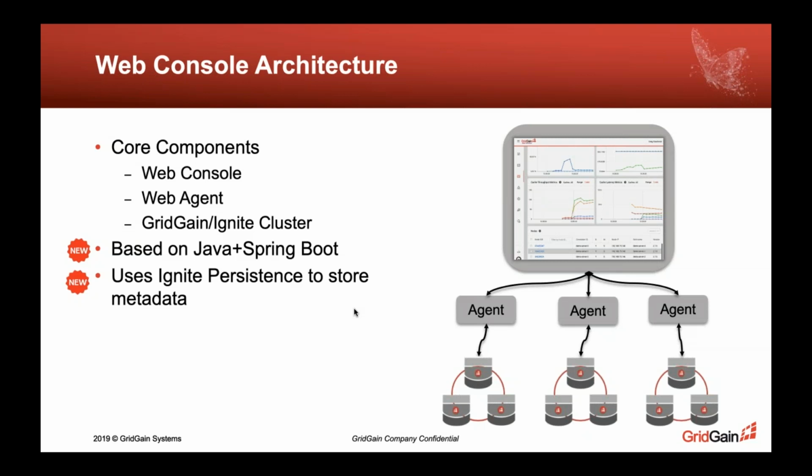So the architecture is a big change in this release, and it should simplify how you use Web Console within your own applications, particularly if you're using it as a local development tool, because now you only need the Web Console bundle or the Web Console Docker image, your web agent, and your local grid or your local cluster. You don't have to set up another component like MongoDB locally in order to use our tools.